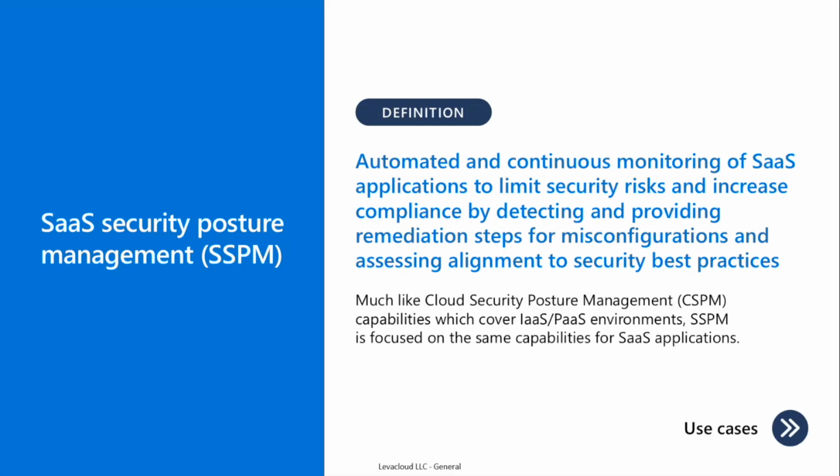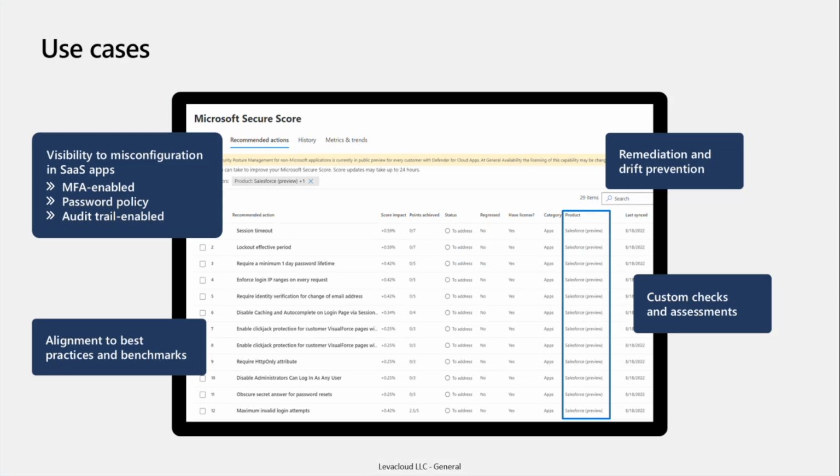So let's kind of look at a few different use cases related to this. So first off, visibility into misconfigurations. You might find things like MFA settings that are wrong, issues with password policies, challenges around audit trail not being turned on, that kind of thing. And this is stuff that when you connect Defender for Cloud Apps to your different SaaS applications, it can do. Like, for example, if you were to connect it to Salesforce, it can feed into the Microsoft Secure Score, so you can see all of these different sort of security posture recommendations.